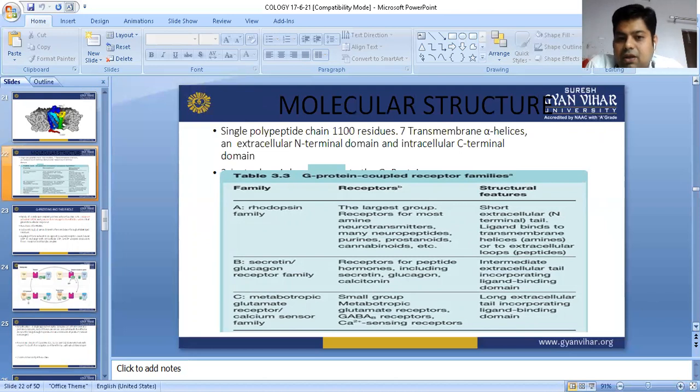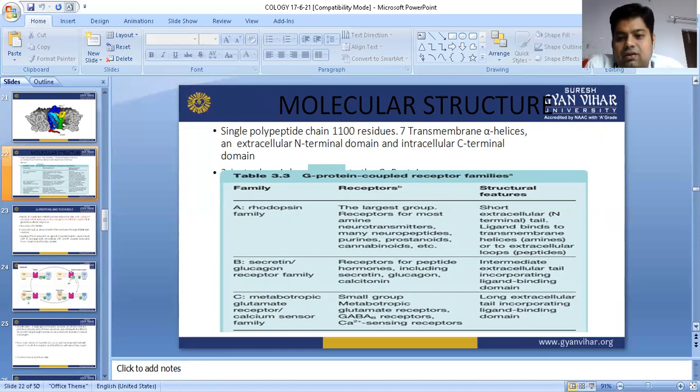The rhodopsin family is the largest group of receptors for the monoamines and neurotransmitters, neuropeptides, purines, prostanoids, cannabinoids, all of which belong to the rhodopsin family. I have already told you it is the largest family, so it is divided into 3 parts. First is the rhodopsin family. In the rhodopsin family, a number of receptors are available. Their structure has a short extracellular nitrogen terminal tail, and the ligand binds to the transmembrane helices or extracellular loops.